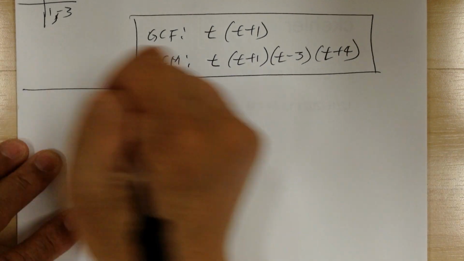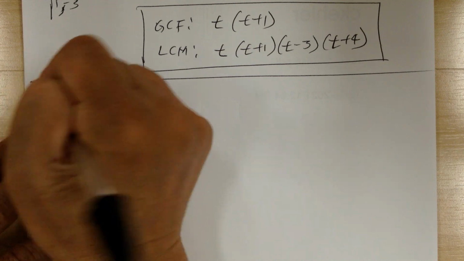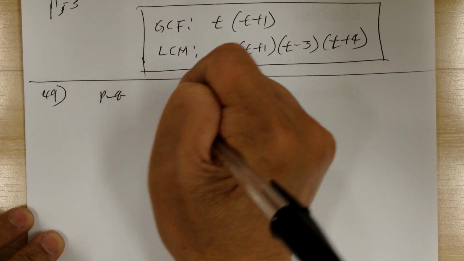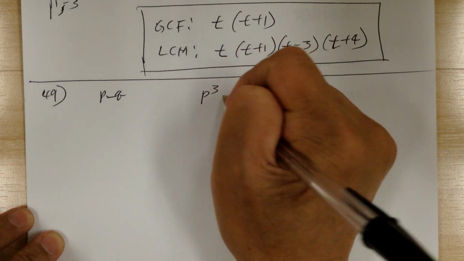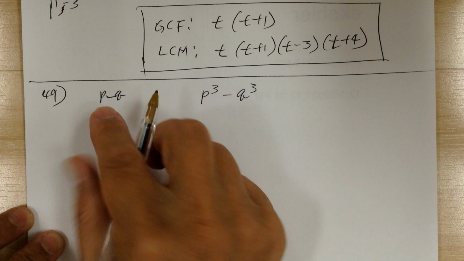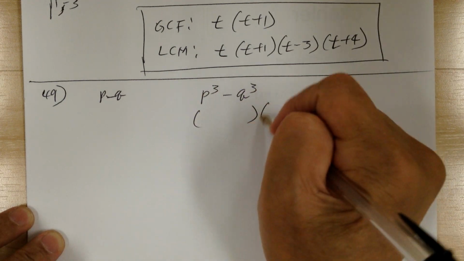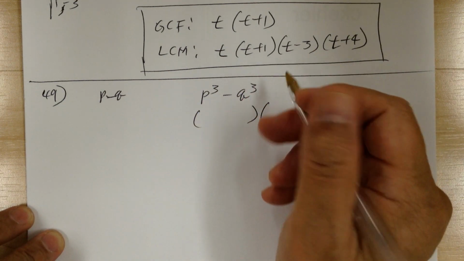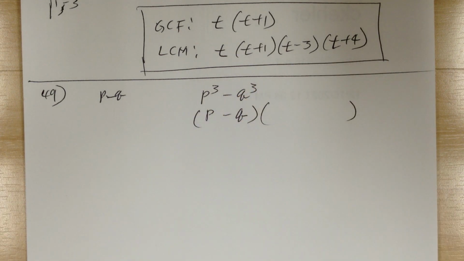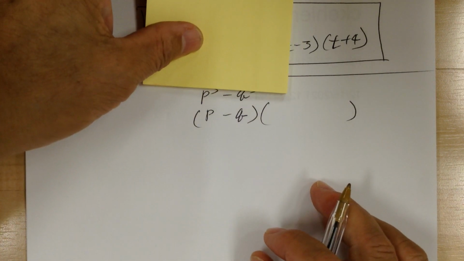Okay, let's go to the next one. You have p minus q, and then you have p to the 3 minus q to the 3. This one is already done, there's nothing you can do about it, but this one you can factor the cube. This is step 3 cube, so it begins with p minus q. To factor the cube, you just get rid of the cube.